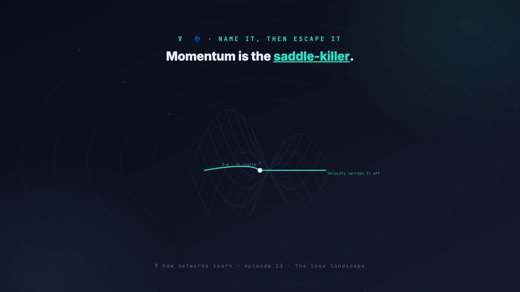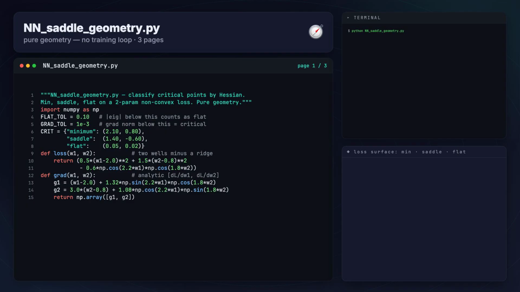It doesn't stop just because the gradient hits zero. The flat swamp is the harder case, and it's where adaptive methods earn their keep. But you can only choose the right tool once you've named the terrain, and now you can name it from 3 numbers.